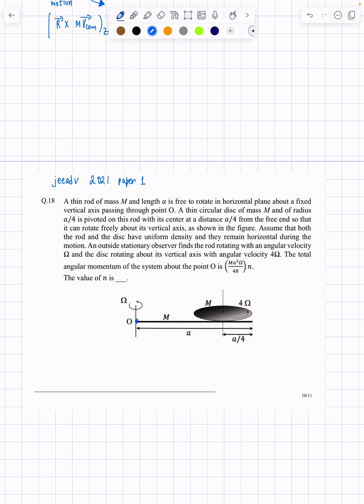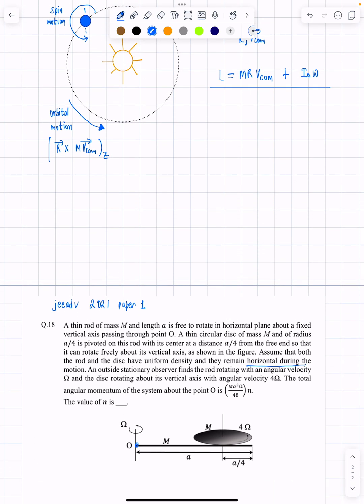A thin circular disc is pivoted on this rod with its center at a distance a by 4 from the free end. It can rotate freely about the vertical axis. So the rod is rotating around the axis passing through O, and the disc is also pivoted to the rod, so it is also rotating. In addition to that, it is also rotating around its own axis, which is passing through its center of mass. This is horizontal, so basically we can assume it's the xy plane. So the angular momentum will be in the z direction, so we can use this particular formula.